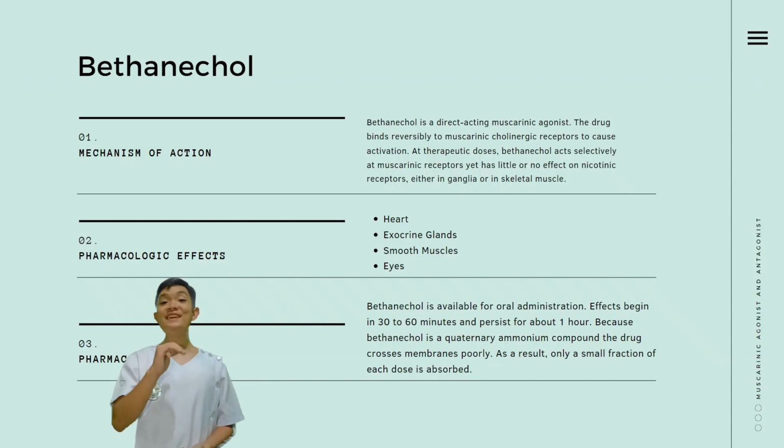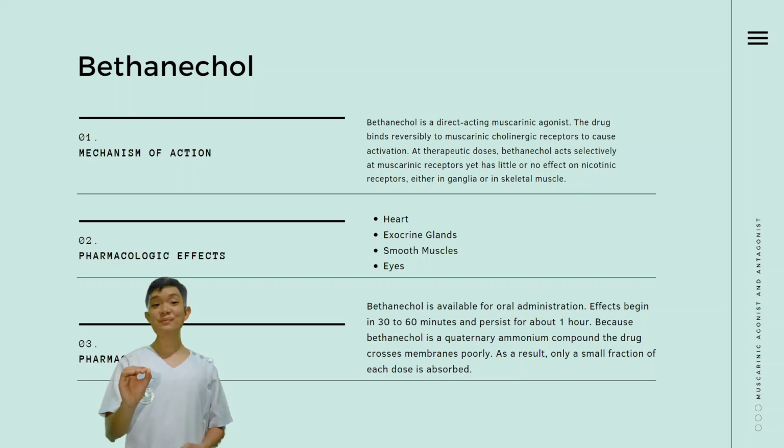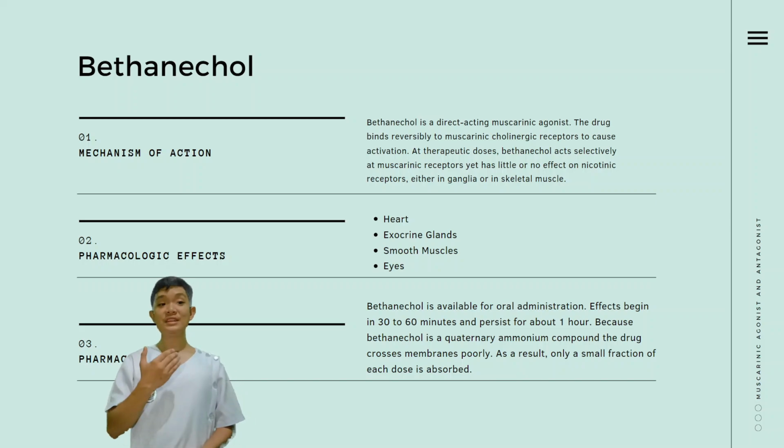Now, bethanechol is a direct-acting muscarinic agonist, which means it binds to muscarinic cholinergic receptors and activates them. It has selective effects on muscarinic receptors and little to no effect on nicotinic receptors. Its pharmacologic effects are mainly on the heart, exocrine glands, smooth muscles, and the eyes. The drug is administered orally and takes about 30 to 60 minutes to take effect. Its effects last for about an hour.